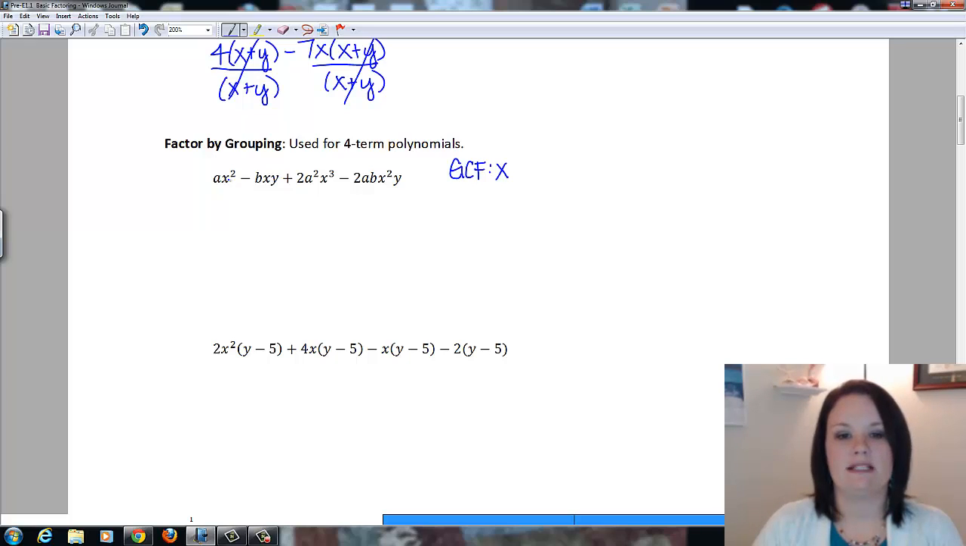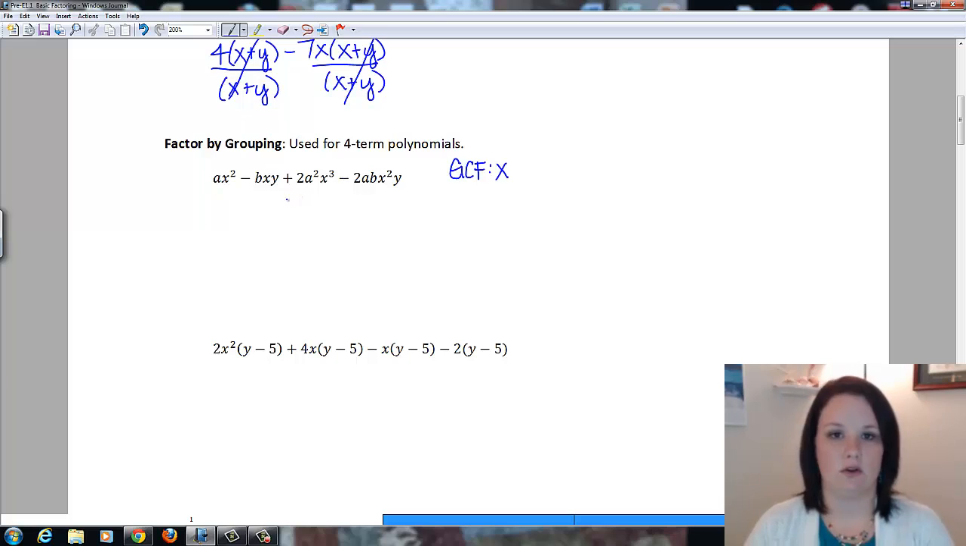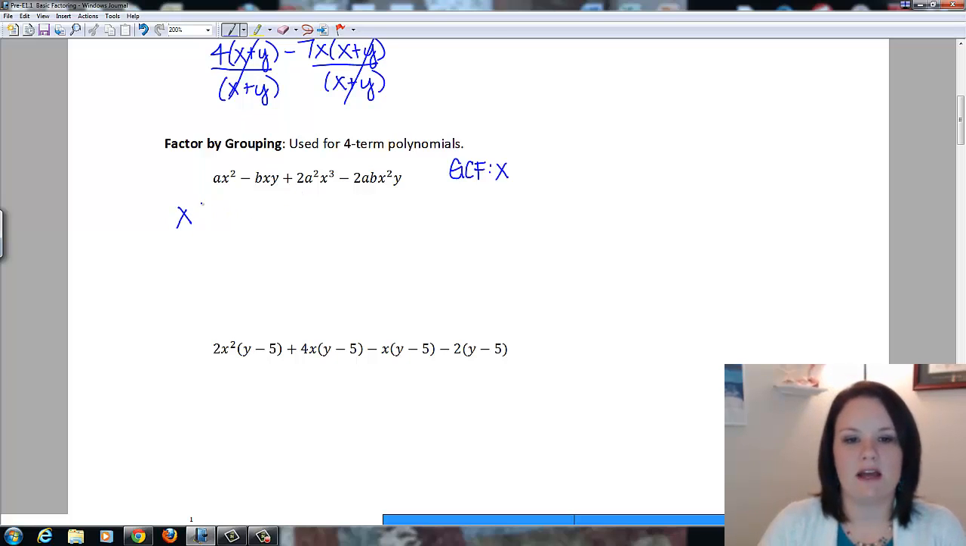And notice when I take that x out, I won't be left with anything else in common. Okay, now I'm not going to write out the dividing off the greatest common factor like I did before. I'm just going to go ahead and do it. So if I have x out here, if I take one of these x's away, this is going to become a 1. So I have ax to the first power. If I take this x away, I'll be left with just minus by.